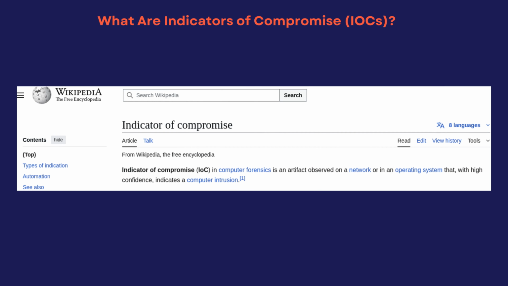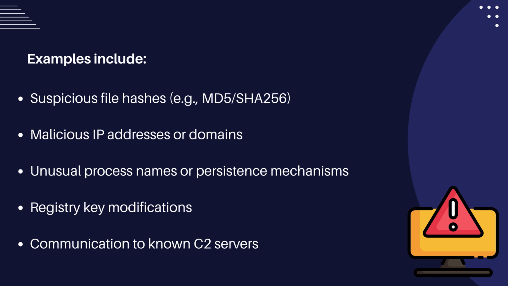What are indicators of compromise? An IOC is an artifact observed on a network or in an operating system that with high confidence indicates a computer intrusion. IOCs are digital clues that indicate a computer system may have been compromised. Think of it as a cyber fingerprint. For example: suspicious file hashes, malicious IP addresses or domains, unusual process names or persistence mechanisms, registry key modifications, and communication to known C2 servers. Collecting and sharing IOCs is a core part of threat intelligence and detection.